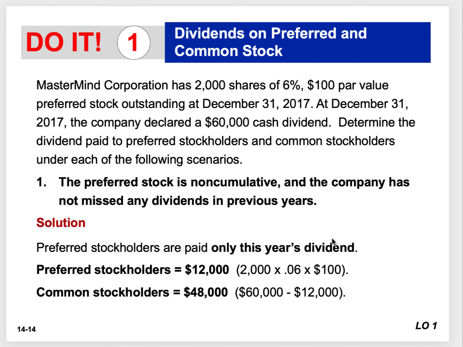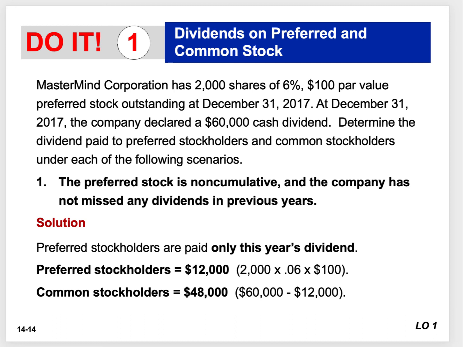So let's look at a quick example here, right? Mastermind Corporation has 2,000 shares of 6%, $100 par value preferred stock outstanding at December 31st, 2017. At December 31st, 2017, the company declares a $60,000 cash dividend. Determine the dividend that needs to be paid to preferred shareholders and common shareholders under each of the following scenarios. Okay? So let's look at it this way.